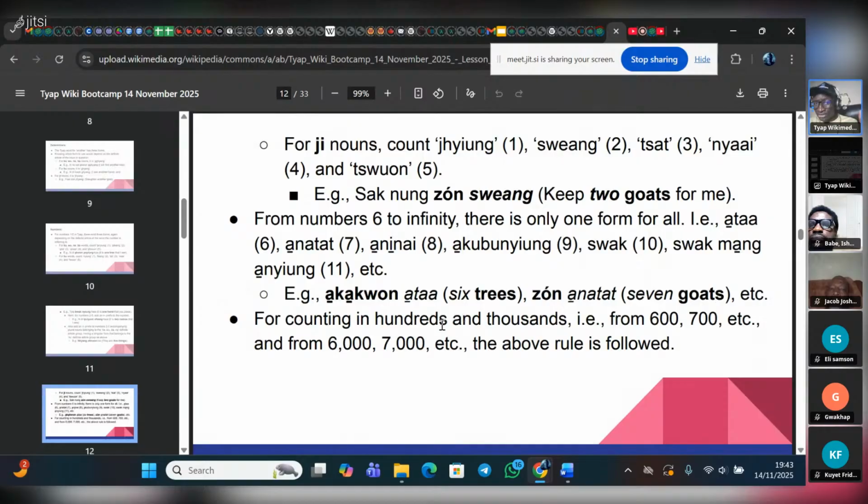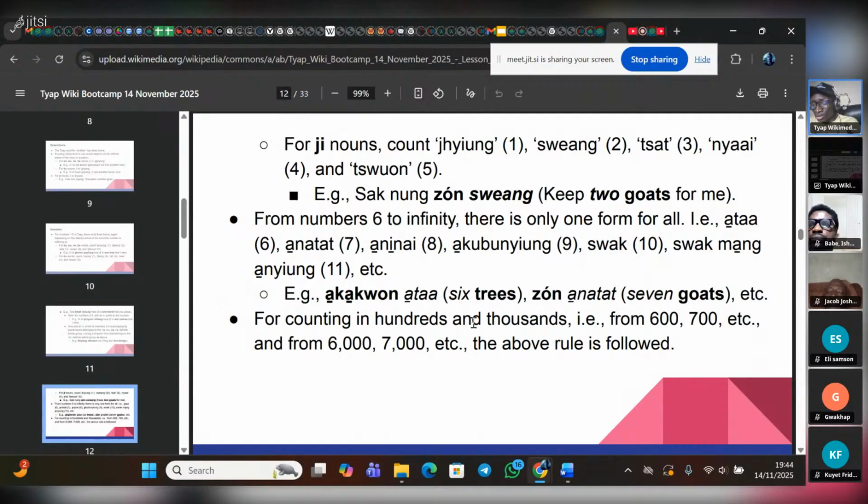So for counting in hundreds and in thousands, that's from number 600, 700, and so on and so forth. And then for number 6,000, 7,000, we also use the same numbering system. What this one is saying is that if you are counting from 100, 100 is chi in Tyap. And then 200 is chi sweang, because the word chi falls under the G definite article group. So that's why we're using Jung, Sweang, Tat, Nyan, Ton for the first 5 of the 100.